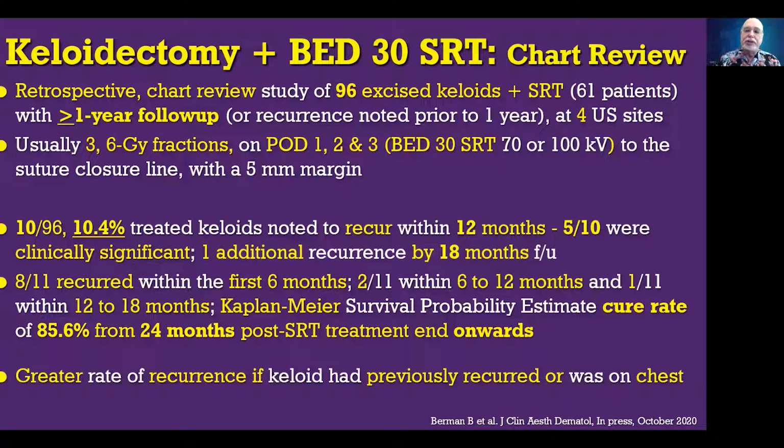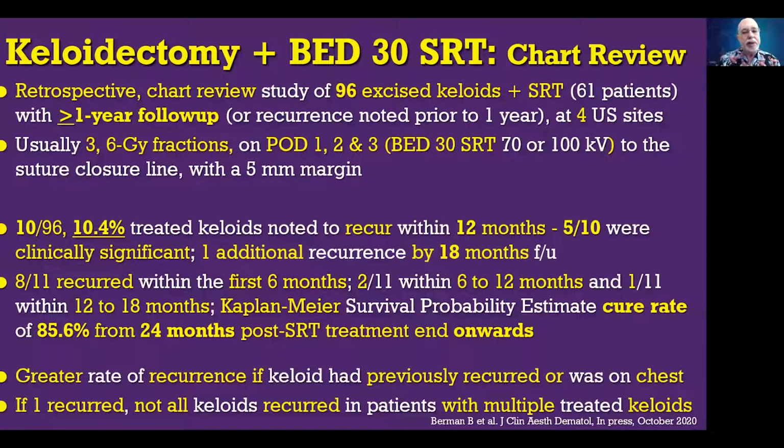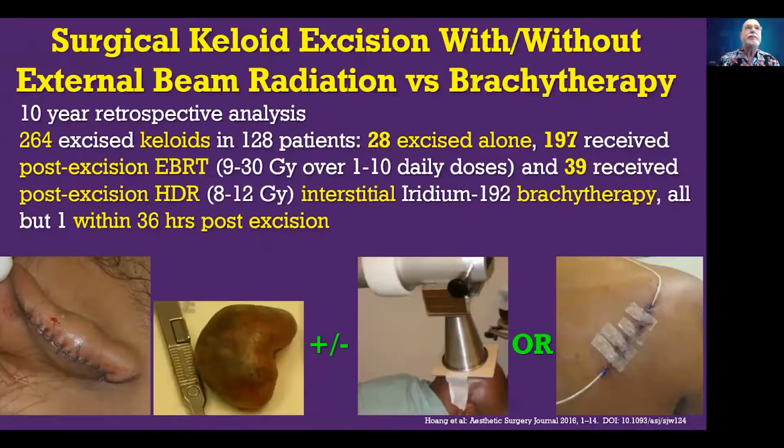It was interesting that if the keloids were on the chest, there was a greater recurrence rate. But the good news was if a patient had multiple lesions of keloids and they were all excised, they all got superficial radiation therapy, if one recurred, it didn't mean the others recurred. In fact, they did not. So what's better? Surgical excision with external beam radiation, or excision followed up by true isotopic brachytherapy.